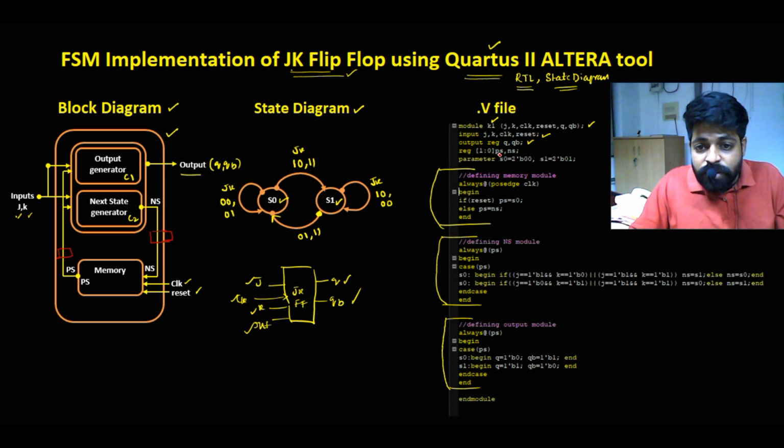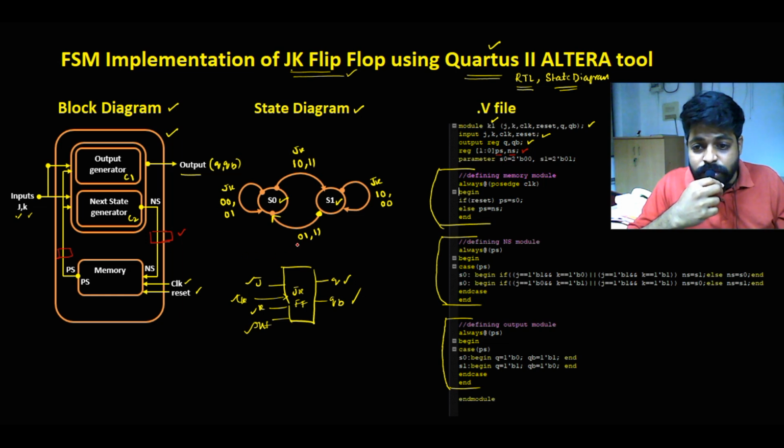Now the present state and next state are like a storage. We keep it as a bucket. Whatever the next state generates as output will be kept in this bucket and taken by the memory. In the same way, whatever output the memory generates is held in this bucket and taken by the next state generator and output generator. As simple as that. If you treat it as a bucket, we should define what the storage is and what the size of the bucket is.